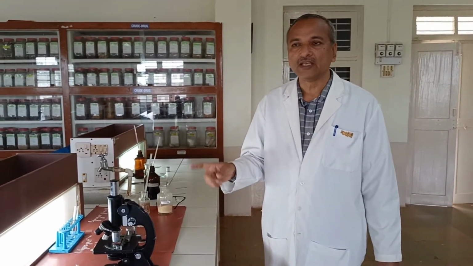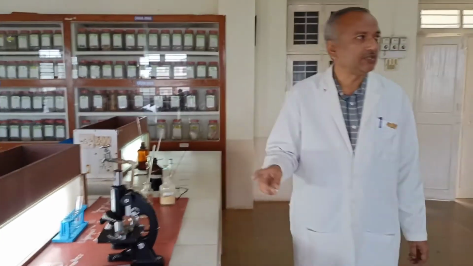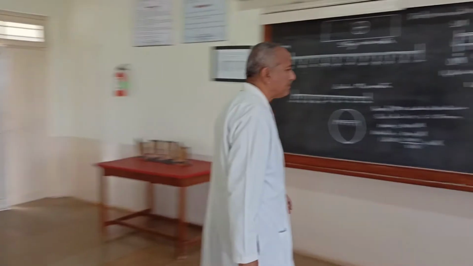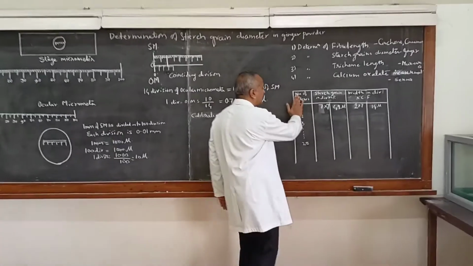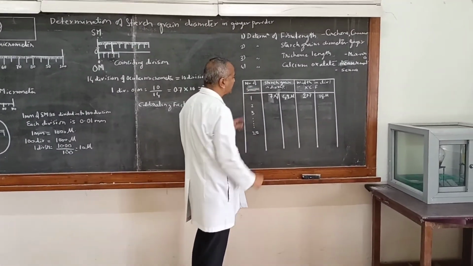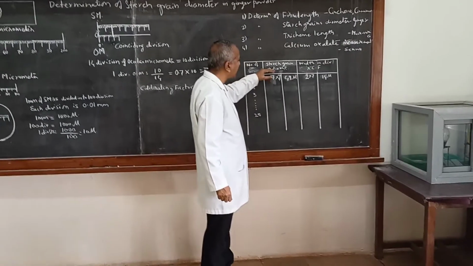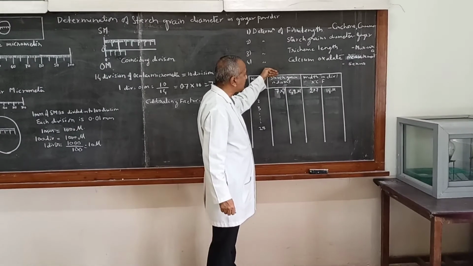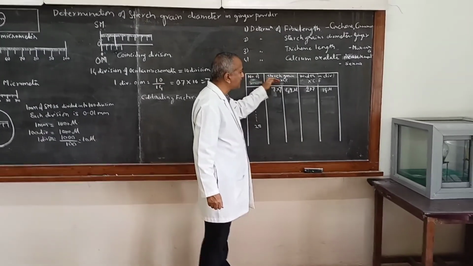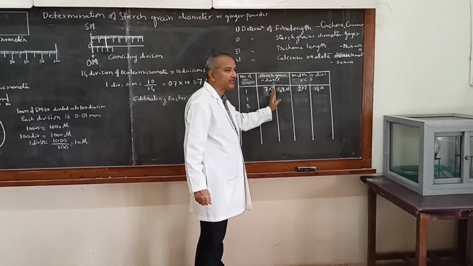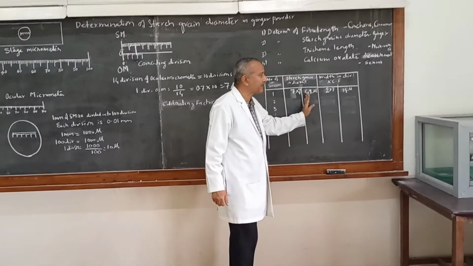For the length and width of the starch grains, you have to take a number of starch grains, say 25 starch grains, and then determine the number of divisions of each starch grain, and then multiply with the calibrating factor or the calibration factor itself.